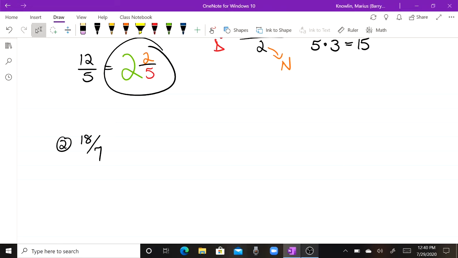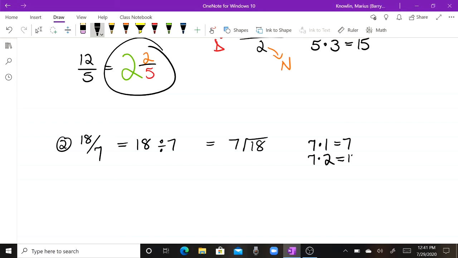Number 2. Number 2 says 18 divided by 7, so we can write it that way as a division sentence. 18 divided by 7. And if we were using long division, we would want to see how many times 7 can go into 18. Okay, once again, we want to use our times tables, rely on our multiplication. So 7 times 1 equals 7. 7 times 2 is 14. 7 times 3 is 21. All right, we don't want to go over 18. We want to get as close to 18 as possible.